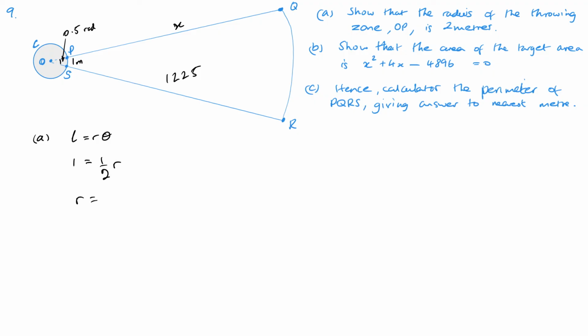So it should be pretty obvious. Multiplied by 2, r is going to be 2 meters. So that's the first part. We've shown that. Nothing too difficult there.